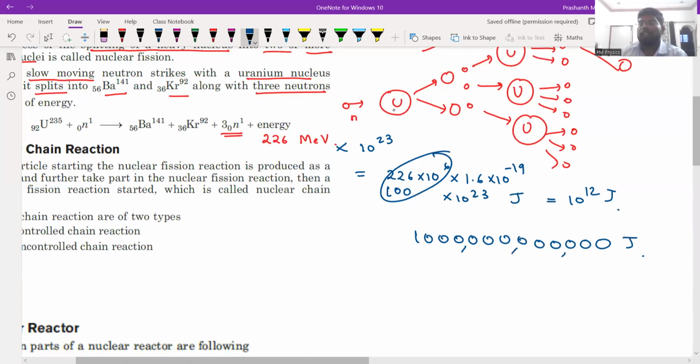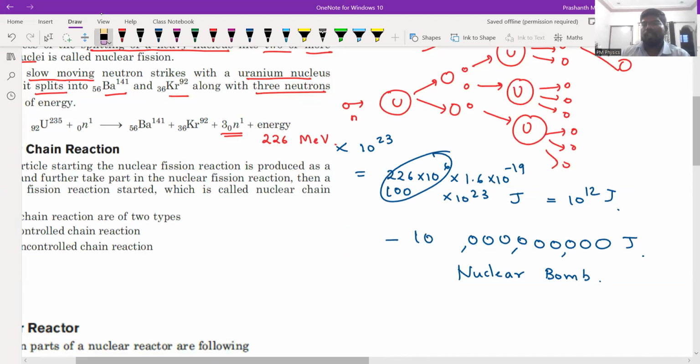So this much energy is released by just 235 grams. Just 235 grams releases this much energy, and that is what a nuclear bomb is. A nuclear bomb is just an uncontrolled chain reaction. If you hit one uranium with one neutron, and you don't control the reaction, it becomes a bomb, and it is going to destroy cities. That is how that much energy is released.